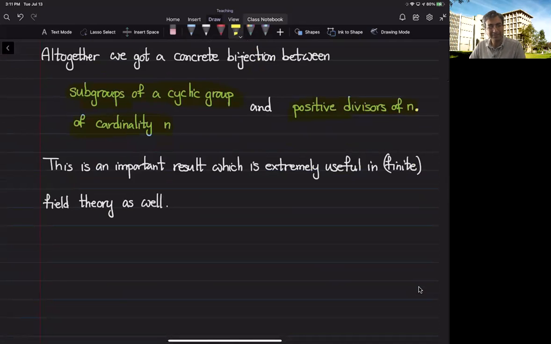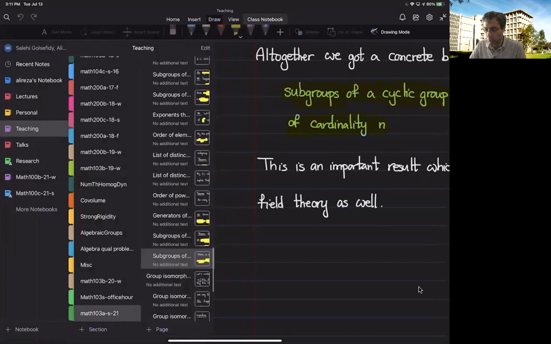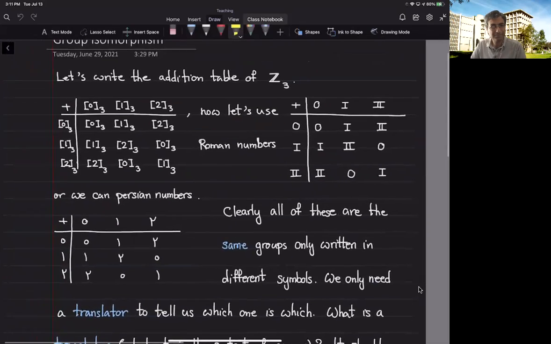Okay, so as I pointed out, this correspondence between subgroups of a finite cyclic group and positive divisors of N plays an important role in finite field theory. Hopefully at some point you will learn about it. But it is also crucial for our course because cyclic groups can be viewed as building blocks of an arbitrary group. So we often use these techniques in order to understand the behavior of a given element in an arbitrary group G. We'll continue with understanding group isomorphisms in the next video. For now.